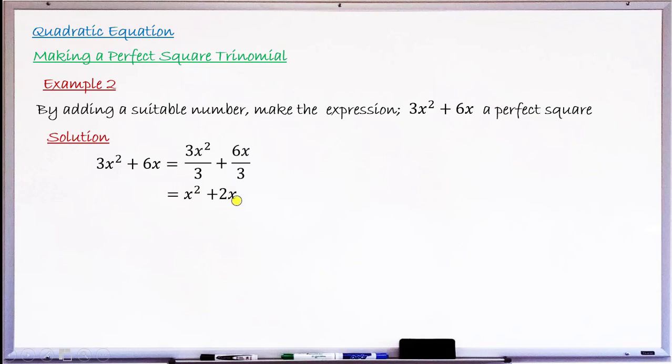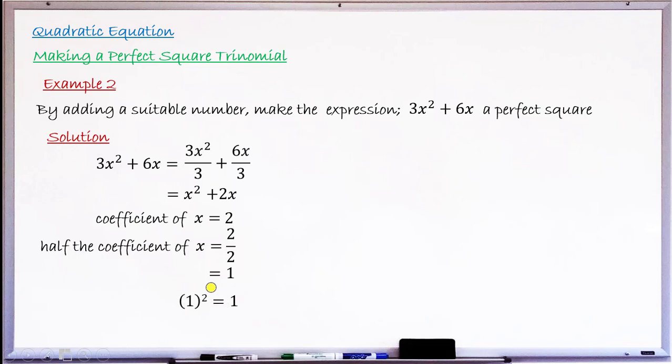Step number 2 says to identify the coefficient of the lettered term. The lettered term here, look at it, is this x, and its coefficient is 2. So the coefficient of the lettered term is 2. I'm going to half it, divide it by 2. So half that coefficient is 2 divided by 2, which gives me 1. What I'm going to do next is to find the square of 1. It is this square of 1 that I'm going to add to x squared plus 2x to make it a perfect square trinomial.